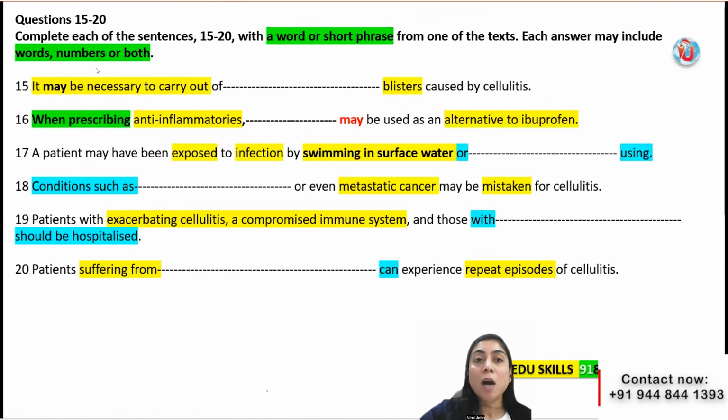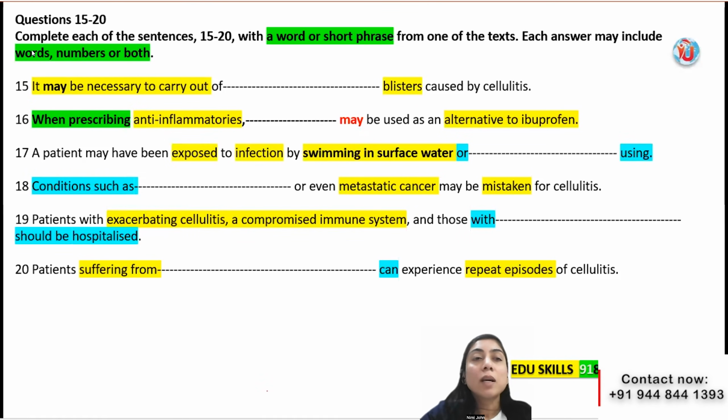17, a patient may have been exposed to infection by swimming in surface water or using. 18, a condition such as or even metastatic cancer may be mistaken for cellulitis. And 19, patients with exacerbating cellulitis, a compromised immune system, and those with dash should be hospitalized. And 20, patients suffering from can experience repeated episodes of cellulitis. So you can start now, and those who finish, just chat.